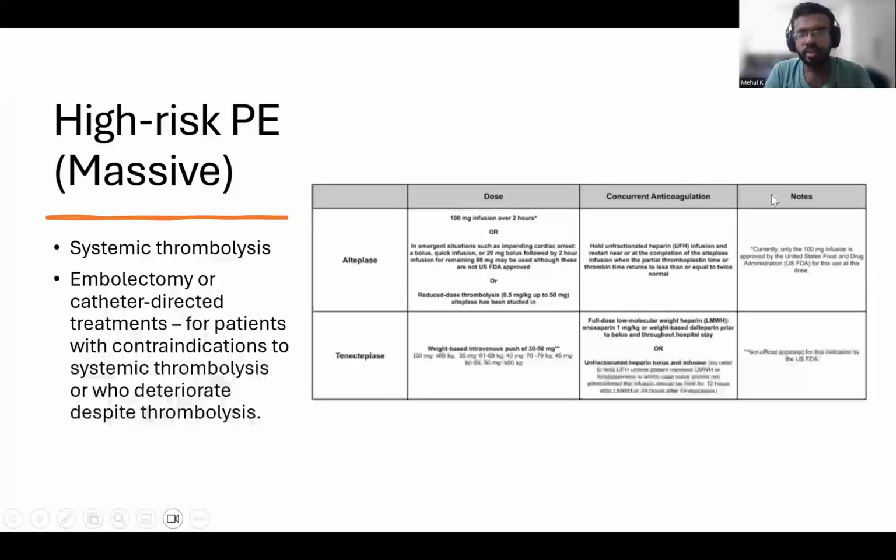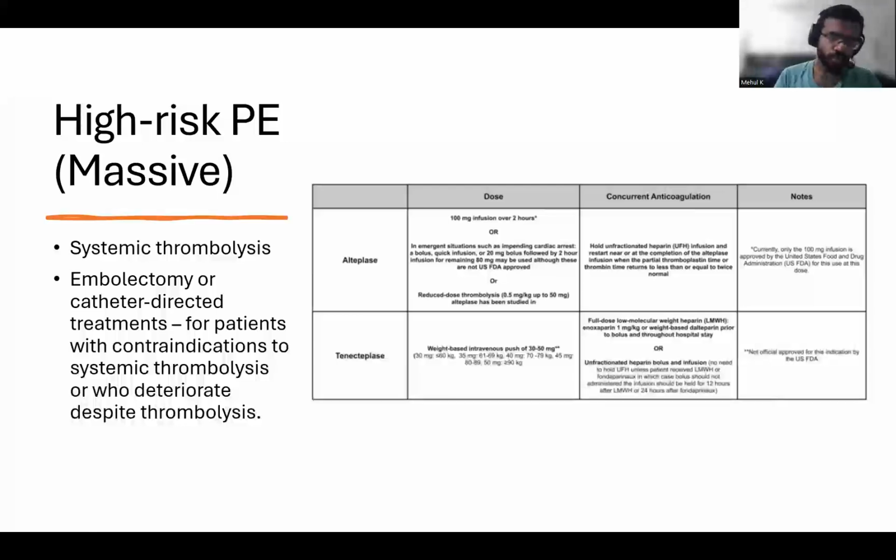You will also give anticoagulation, obviously, with this patient. If you're using a UFH infusion, you will stop it during the thrombolysis and start it shortly after the infusion is complete, guided by your APTT, once it returns to less than or equal to twice the norm. So basically, if you're using UFH, you turn off the infusion during the thrombolysis, and you will restart it shortly after it's over.